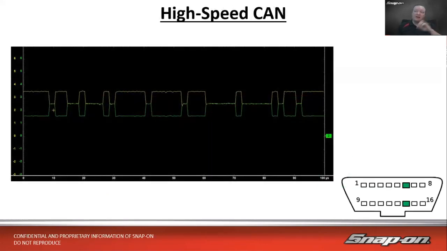So if we were to look at a high-speed CAN signal, we see that right here. We have our CAN high and CAN low. We have our idle state, which is this flat line in the middle, and then we have our data packets, which are all of these square looking pieces on the screen as well.